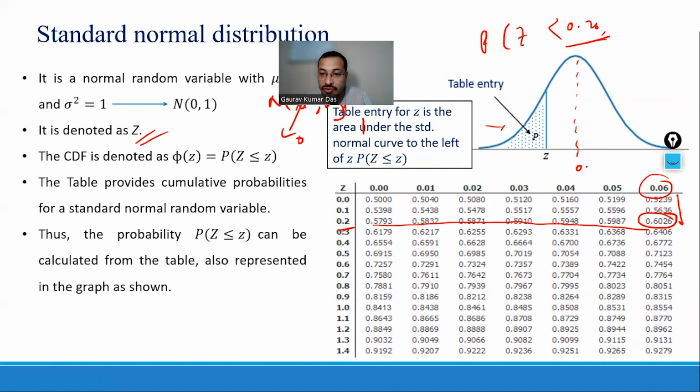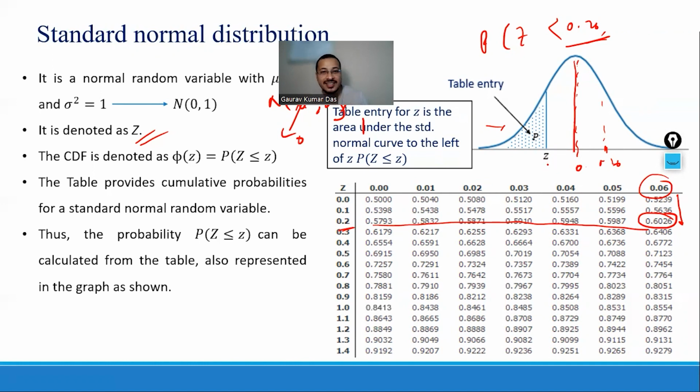So Z will, if this is 0, Z 0.26 will lie somewhere here, right? That's why its probability is higher than 50%, because the standard normal distribution is perfectly symmetrical, just like the normal distribution. And at the point where the Z value is 0, your area will be 50%, and this side will be 50%. 50% for negative values, 50% for positive values.